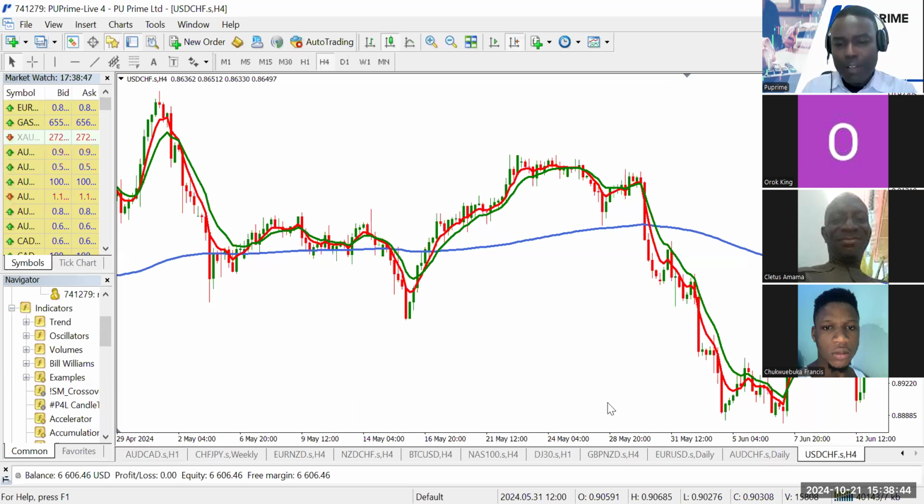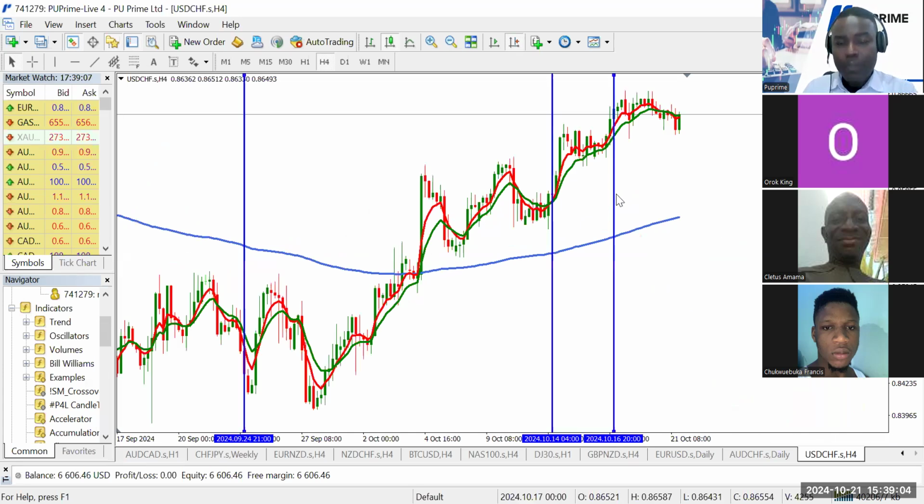Now, you can see that the 5 is closer to price. The 10 is a little bit distant, but both of them generally are still way closer to the price compared to the 200 moving average. Now, what are we trying to achieve here? We said we look for a buy when price goes above the 200 moving average. We look for a sell when price goes below the 200 moving average.